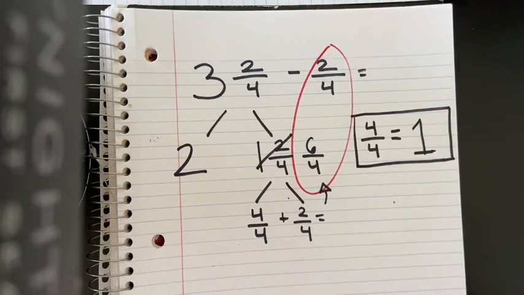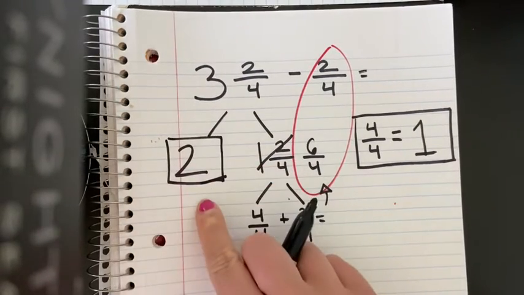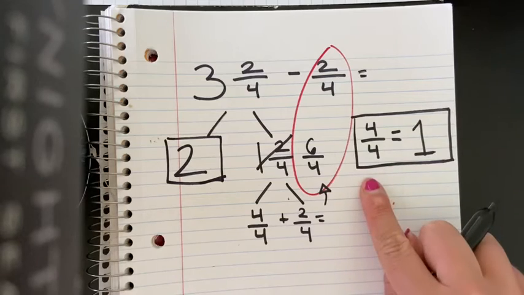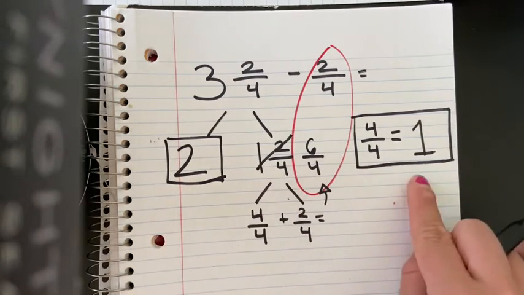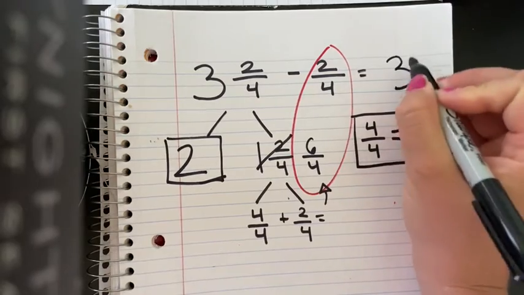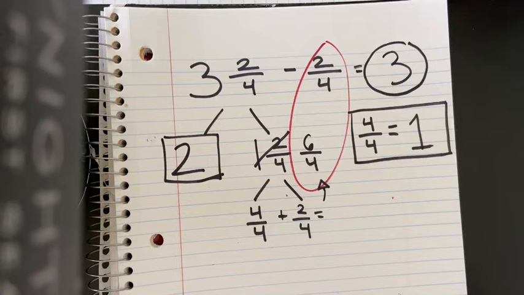So what I'm going to do is take the whole number that I knew I was left over with, which is 2, and I'm going to add that with my 4/4, or my 1. So when I add the 2 and the 1 together, I receive the answer of 3, showing me that the difference of 3 and 2/4 minus 2/4 is equal to 3.